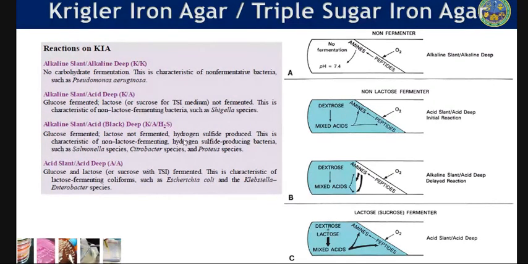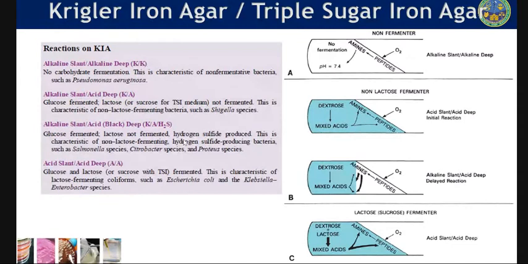And then of course it also has an H2S indicator. What happens is, in the presence of oxygen in the slant, if there is no fermentation of the sugars present in the culture media, then you have an alkaline reaction, with a pH of 7.4. Alkaline slant, alkaline butt or dip, it's the same. So that would be K over K. So alkaline slant: there's no carbohydrate fermentation, either in the presence or in the absence of oxygen.